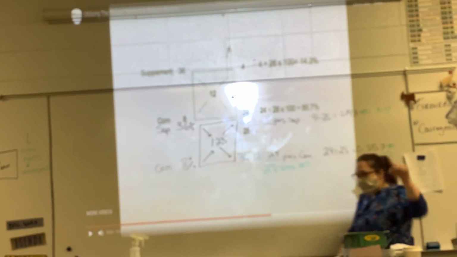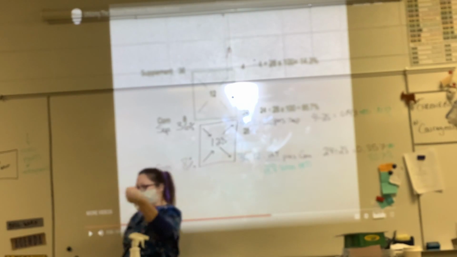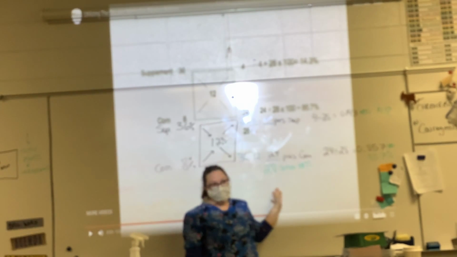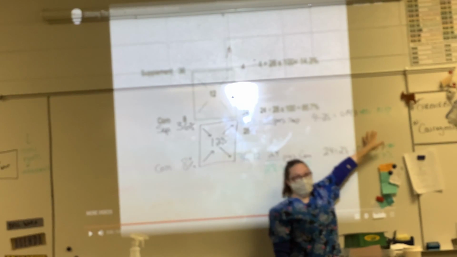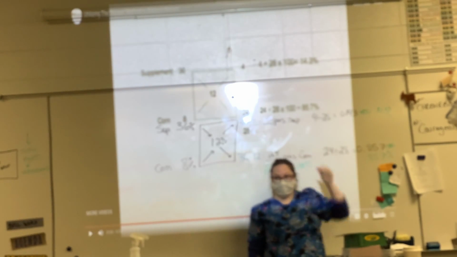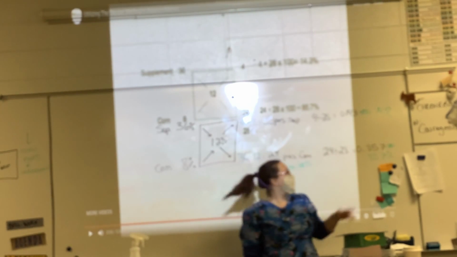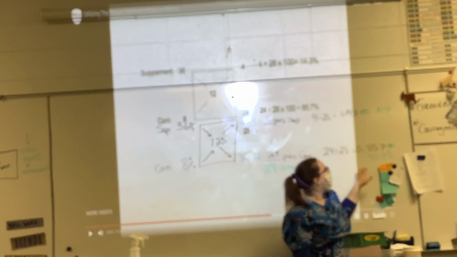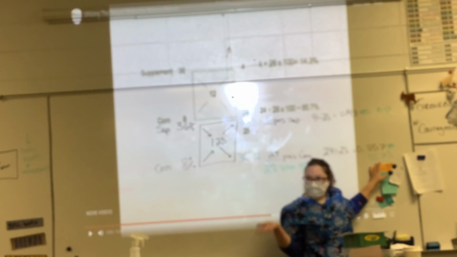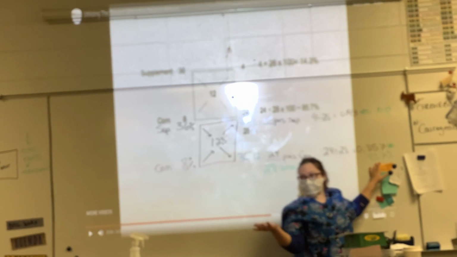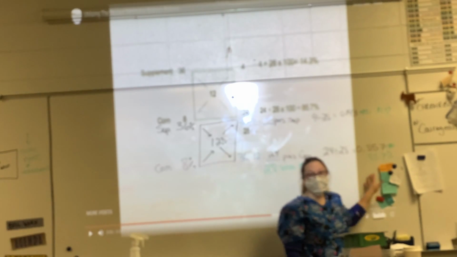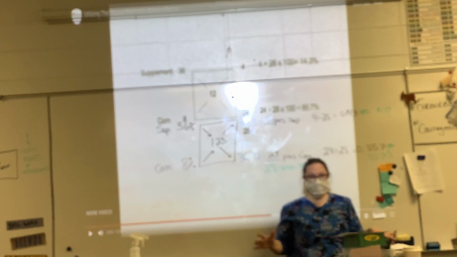So when I take a scoop of my new food, 85% of that food is going to be corn. 14% of that food is going to be the supplement. Does this equal 100? 85.7 plus 14.3. Let's see. 7 plus 3 is 10, right? And then boom, good. So I know I've got 100%, so I'm going to be balanced.